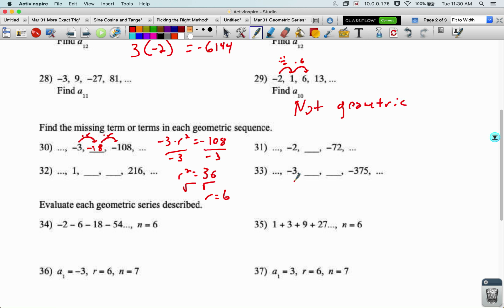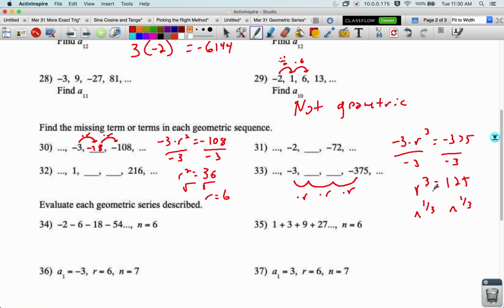What if we skip 2? So negative 3 times something, times that thing again, times that thing a third time equals negative 375. So negative 3 times r cubed, because this is times r times r times r, equals negative 375. Divide both sides by negative 3. r cubed equals 125. And then raise both sides to the power of 1/3, which cancels out the power of 3. 125 to the power of 1/3 equals 5. So my common ratio is 5.